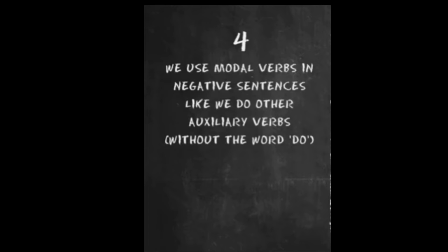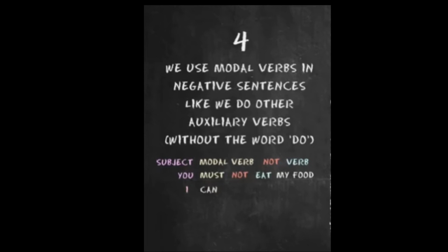So rule number 4, we use modal verbs in negative sentences like we do with other auxiliary verbs, i.e. without the word do. So the way we use modal verbs in negative sentences is subject, modal verb, not, verb. Let's look at some examples. You must not eat my food. Or I cannot speak French. So it's always in that order, just like we would with other auxiliary verbs.